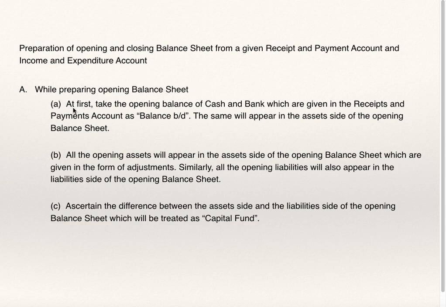While preparing opening balance sheet, at first take the opening balance of cash and bank which are given in the receipt and payment account as balance brought down. The same will appear in the asset side of opening balance sheet. All the opening assets which are given in the form of adjustments will appear in the asset side of opening balance sheet. Similarly, all the opening liabilities will also appear in the liability side of opening balance sheet. Ascertain the difference between the assets side and the liability side of opening balance sheet, which will be treated as capital fund.